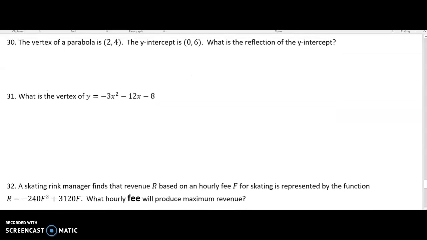Number 30, the vertex of a parabola is 2, 4, and the y-intercept is 0, 6. What is the reflection of the y-intercept? So remember when we drew our graphs, we would draw straight across for that. So this is when we're going to have to visualize. Again, this is going to be kind of crappy, so I have 2, 4 here. If I make a quick makeshift graph, that's not a good spot for that line. Shoot.